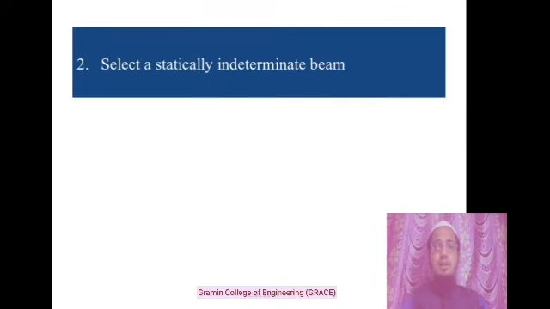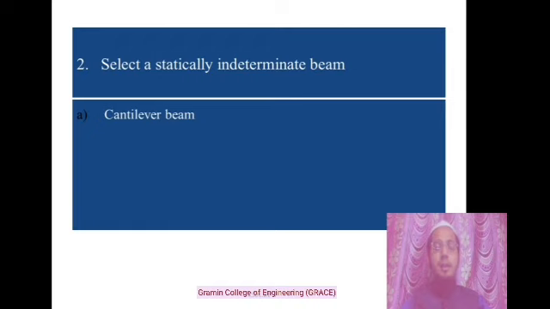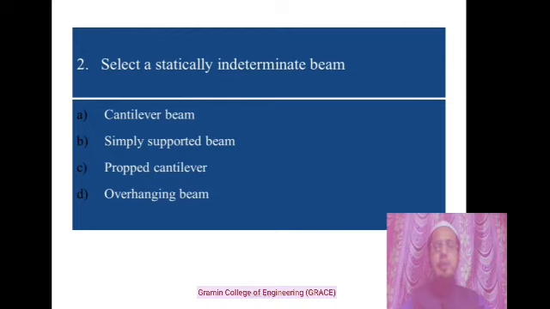Here is the second question. Select a statically indeterminate beam. You have to choose the statically indeterminate beam from the following options: A, cantilever beam; B, simply supported beam; C, propped cantilever; and D, overhanging beam. Which one is the statically indeterminate beam? Yes, again you are right. Option C is the correct one. That is, the propped cantilever is a statically indeterminate beam, and the remaining three options are examples of determinate beams.